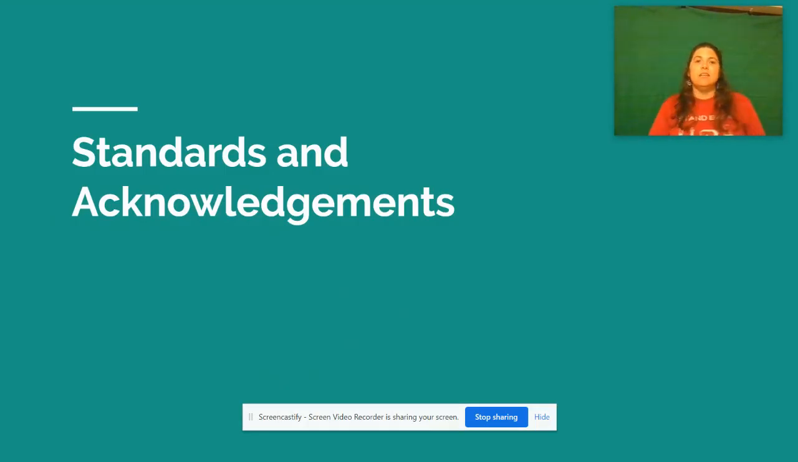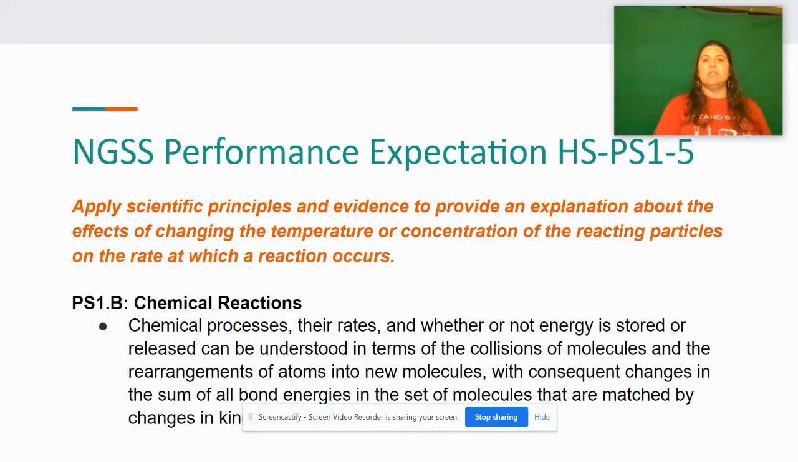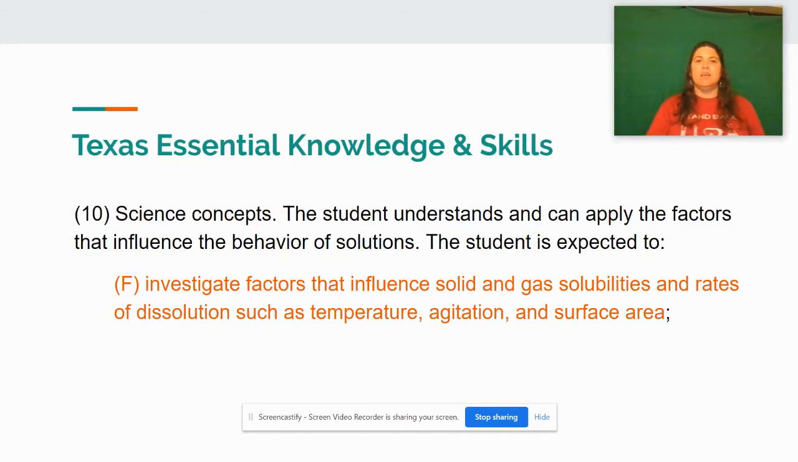Okay. The last thing I want to look at here is just to say thank you very much for taking the time to listen, and I hope you learned a little bit about what affects the rate of reaction and collision theory. The standards this was based on was NGSS Performance Standard HS-PS1-5, which relates to using collision theory to explain why reaction rates can be changed by agitation, warming, and concentration changes. And then Texas Essential Knowledge and Skills, which similarly asks you to investigate and explain how changing temperature, agitation, and surface area influences the rate of reaction.